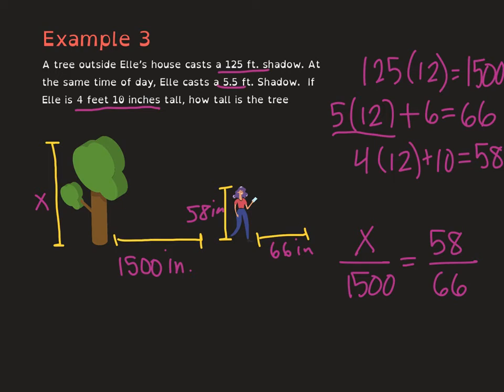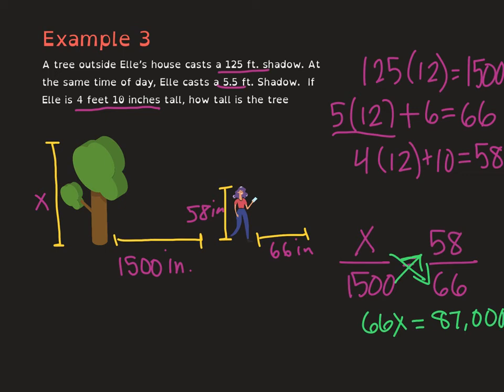Now let's switch to green. We're going to cross multiply in both these areas. So X multiplied by 66 is 66X, not forgetting our equal sign. And 1,500 multiplied by 58 gives us 87,000. And that's a big number, but that's all right.